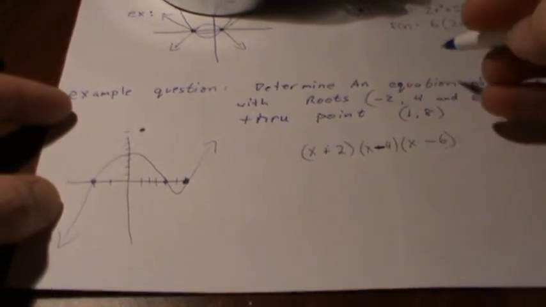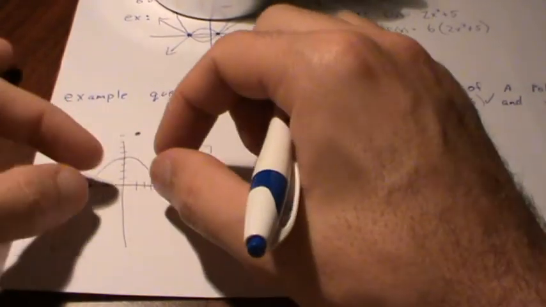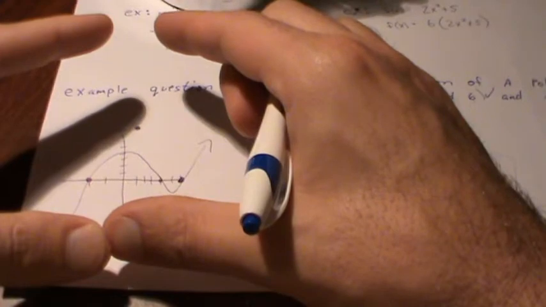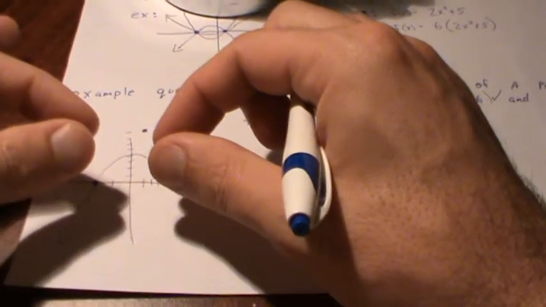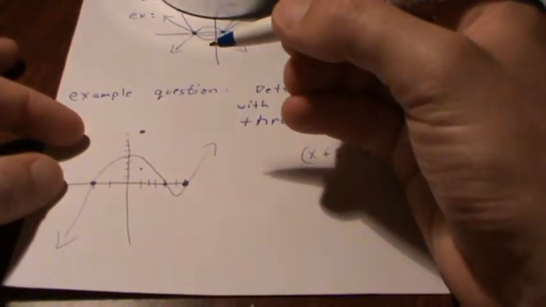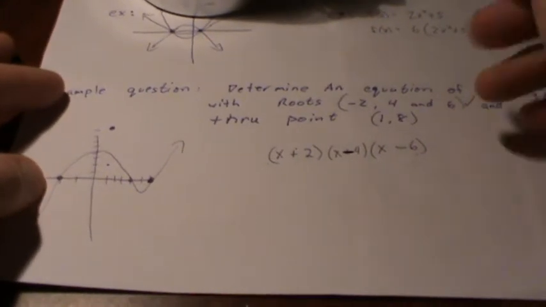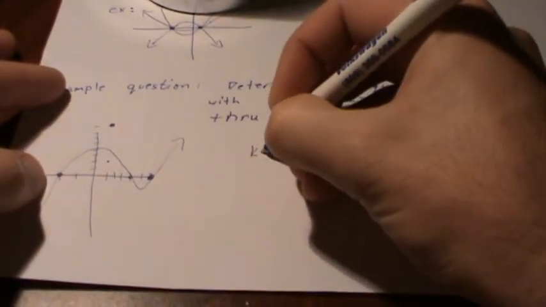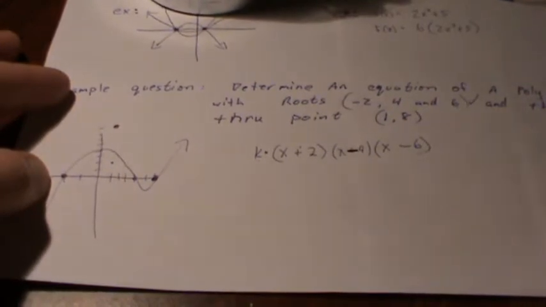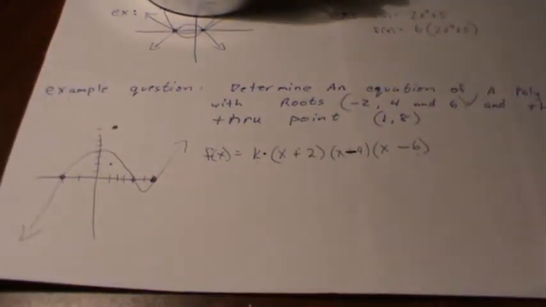So the only way to make it so that I don't mess with the roots, but I go through that point, is either to stretch this polynomial up, or compress it down, if perhaps I needed it to go through 1, 2. And the only way to stretch or compress a polynomial is to multiply it by some random number. I'm going to choose that number to be k. Okay, so this is my polynomial.